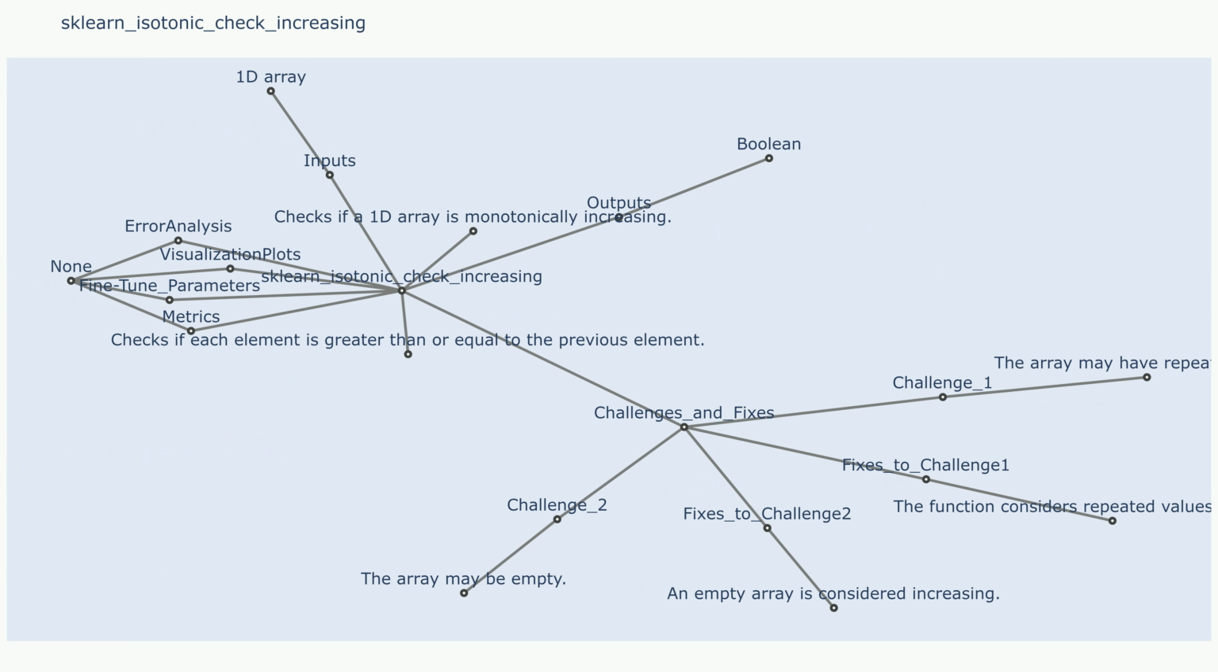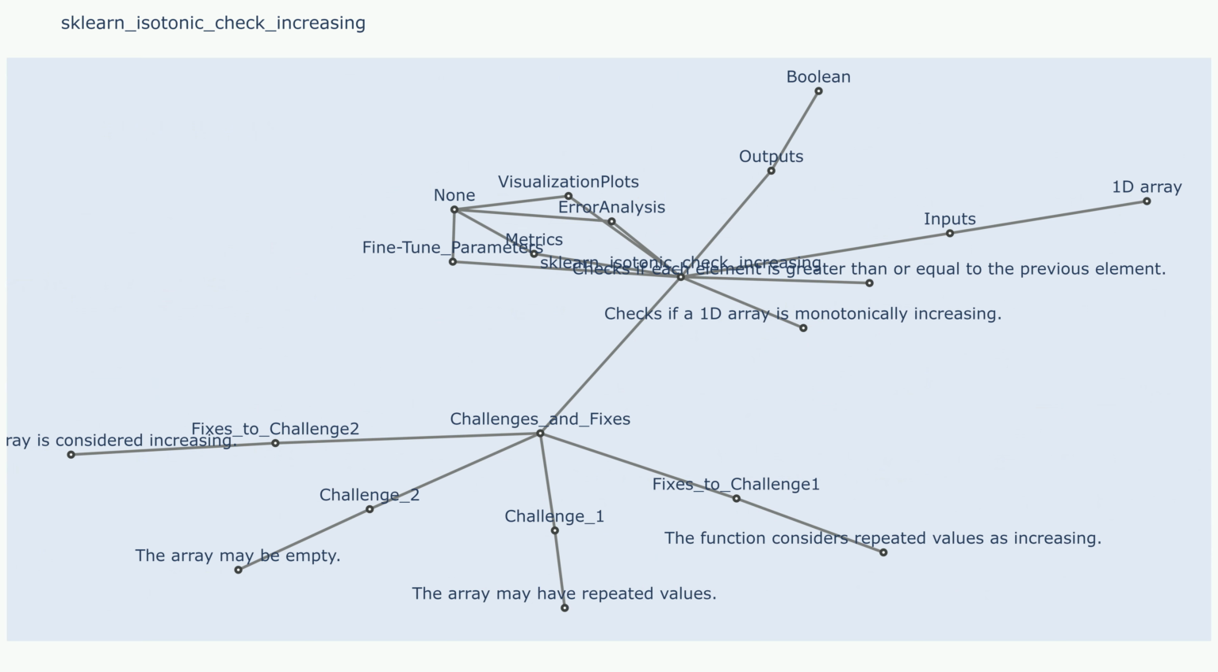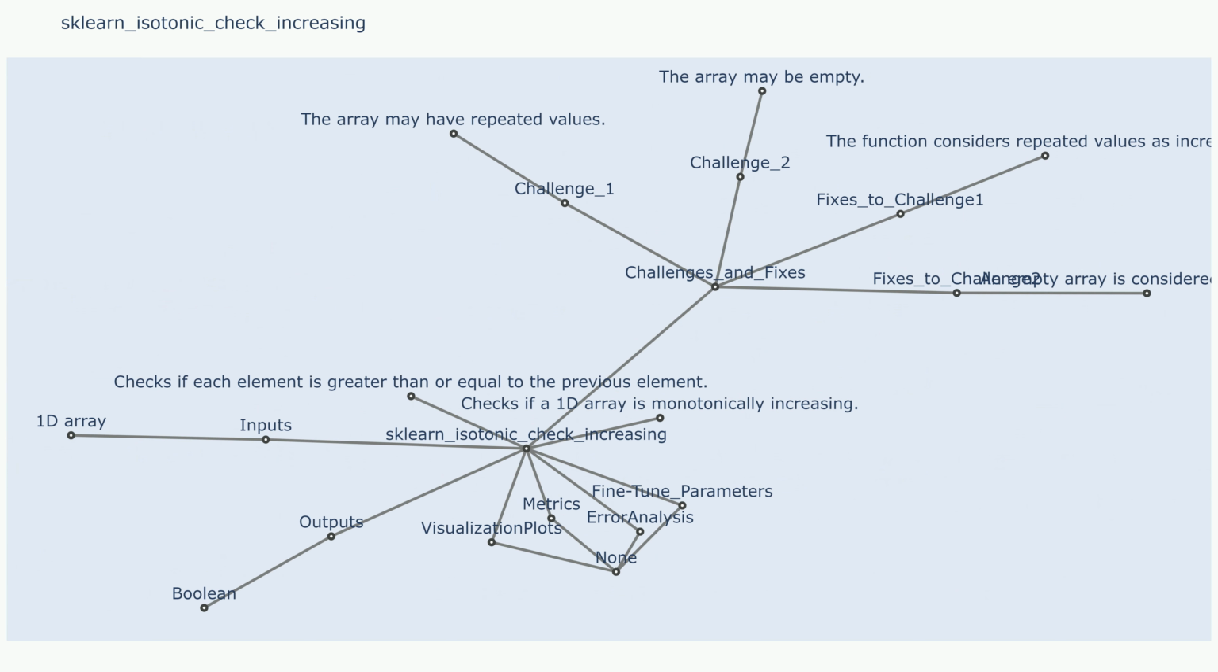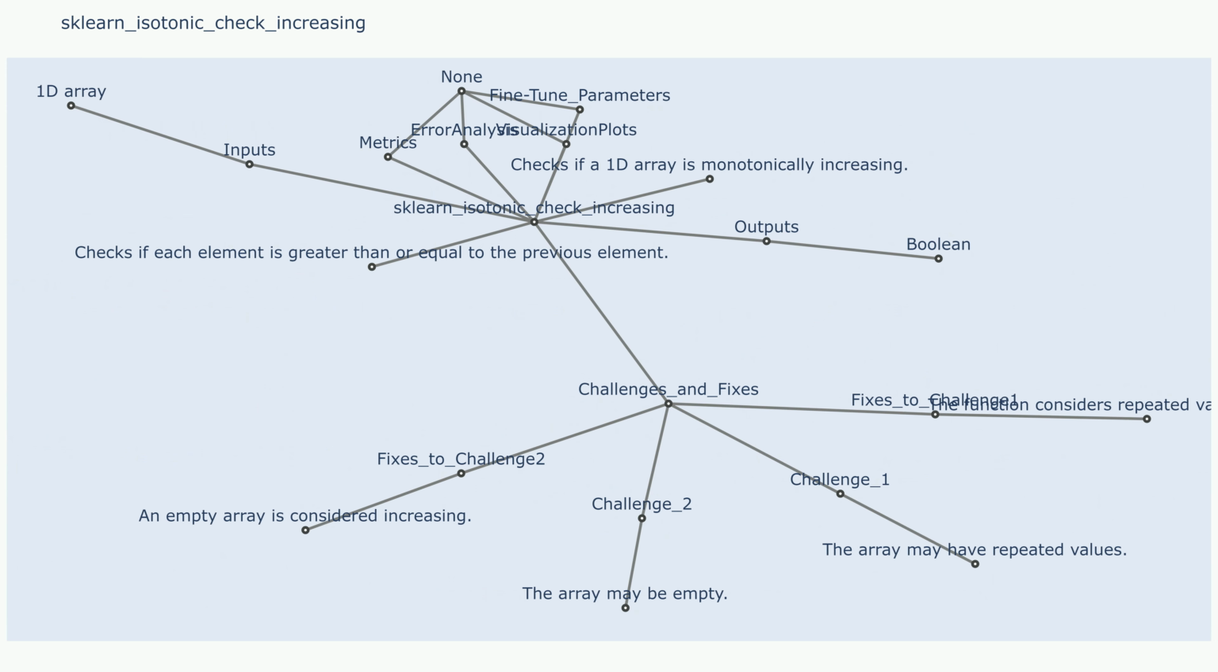Visualization plots. Visualization plot 1: a simple scatter plot of the input values y against their indices can be used to visually inspect the monotonicity of the sequence. Fine-tune parameters. Parameter 1: the increasing argument can be adjusted to check for either increasing or decreasing monotonicity. Uncertainty methods. Uncertainty method 1: this method doesn't directly involve uncertainty quantification, as it's solely a validation function.